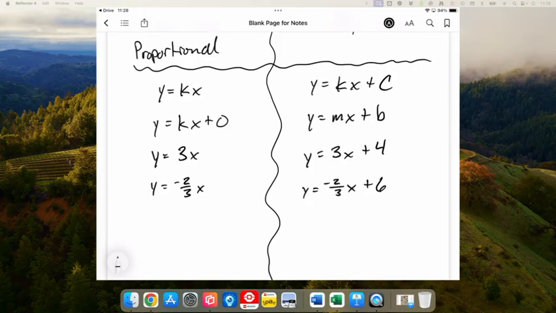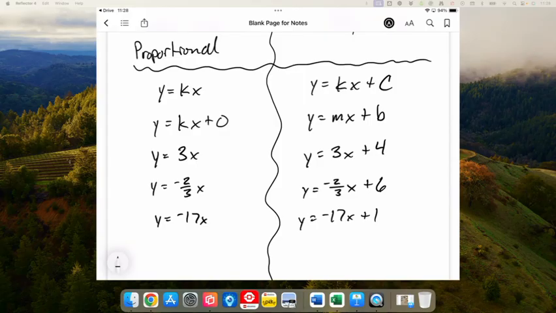And one more. Let's take a look at this one. We will have y = negative 17x. That is proportional because it does not have anything added to the end. I can make it only linear by doing something like this, adding just a 1 to the end.